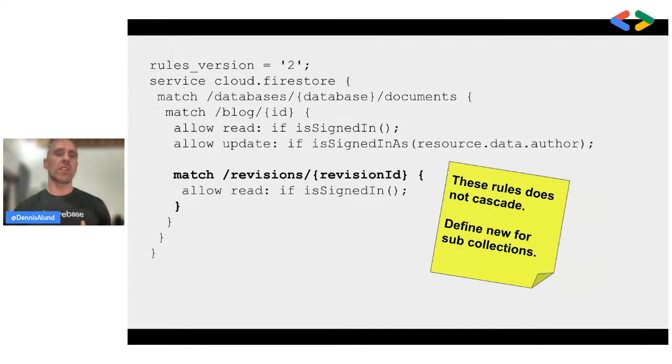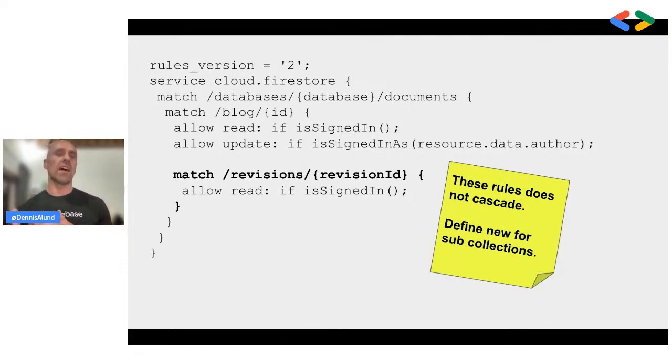And if you start nesting the data with sub-collections, the rules do not cascade. Remember what I said in the beginning with the wildcards? Be careful with wildcards, because if you place a wildcard rule higher up in your rules hierarchy, that one will allow anything that follows below too. So if it's not explicitly allowed, it's disallowed in Firestore. And the rules do not cascade.